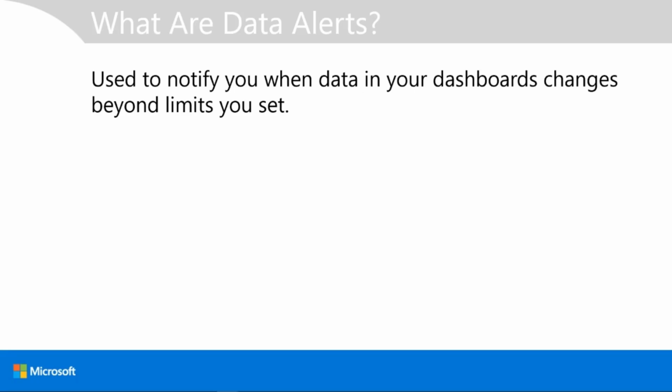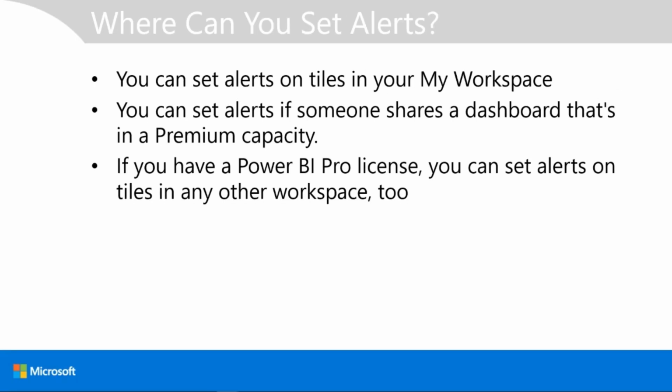Data alerts are used to notify you when data in your dashboard changes beyond limits you set. You can set data alerts on tiles in your My Workspace. You can set alerts if someone shares a dashboard that's in premium capacity. And if you have a Power BI Pro license, you can set alerts on tiles in other workspaces too.